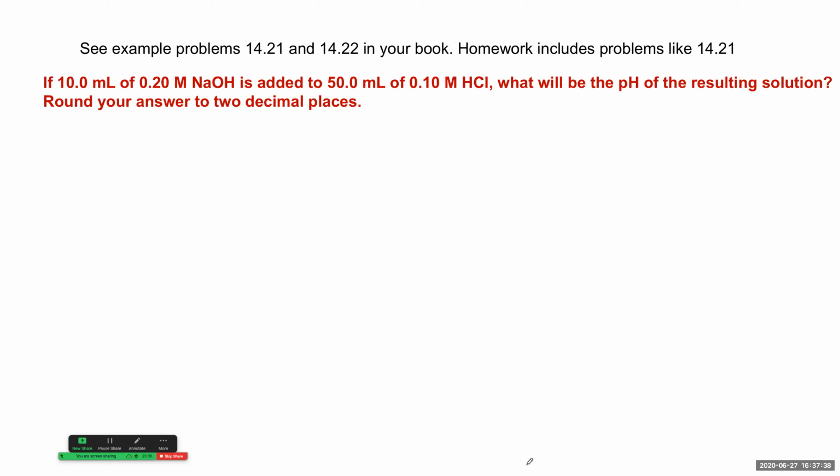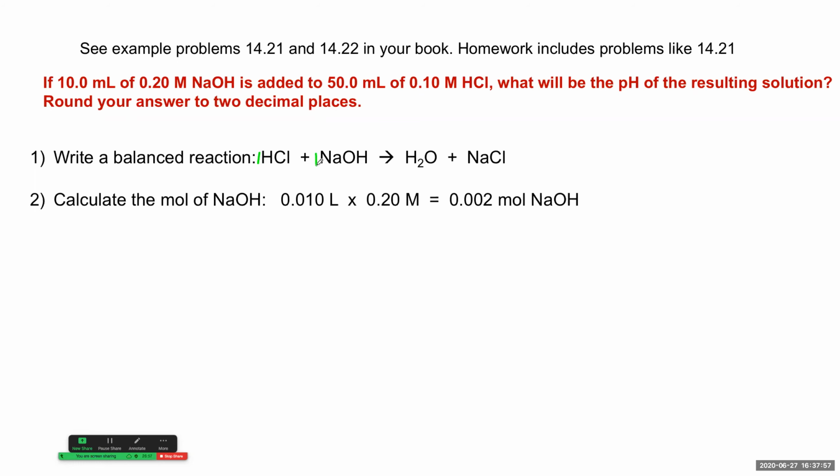Well, this is a strong acid and a strong base, so you have to know that. The first thing you want to do is write the balanced equation. HCl plus NaOH yields H2O plus NaCl. Again, the stoichiometry is important, so 1 mole of HCl will react with 1 mole of NaOH. Secondly, we want to calculate the moles of NaOH and HCl, but we'll do NaOH first because that's what's given first here. So we have 10 mL of 0.2 molar NaOH.